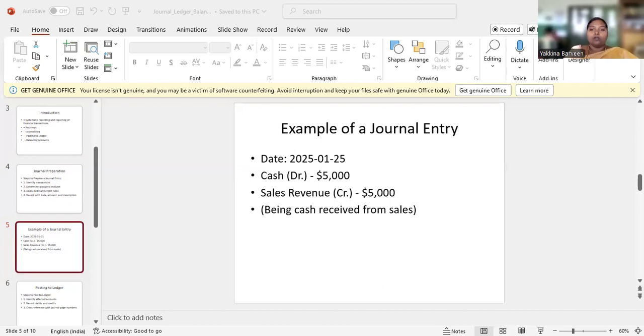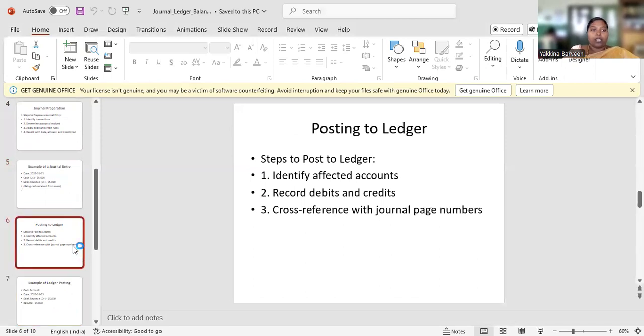So cash account to sales revenue is the journal entry. Cash is debit, so we have to put the cash amount in the debit column. Sales revenue is credit, so the sales amount should be put in the credit column. The description is cash received from sales, revenue earned from sales. Okay, so this is how we have to enter the journals.